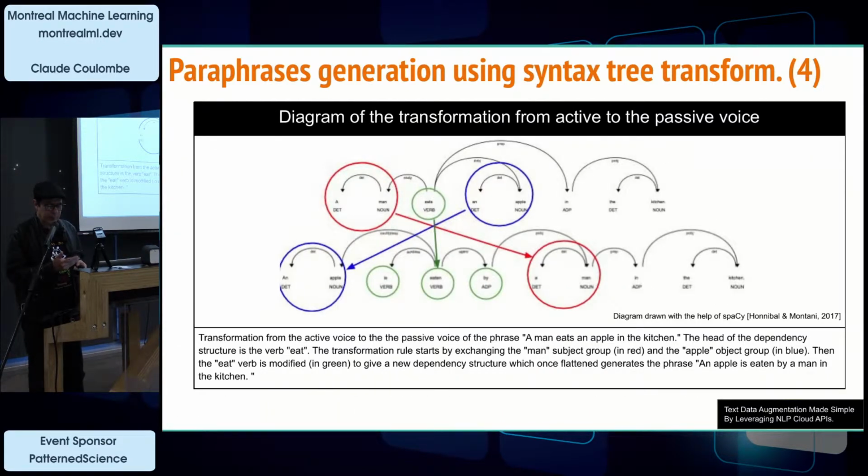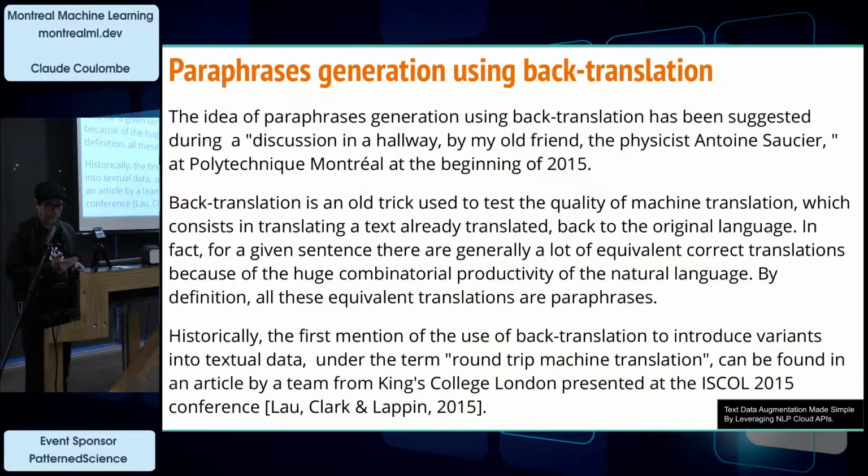Now, very interesting and more useful is paraphrase generation using back translation. The idea started with a discussion in the hallway with my old friend, the physicist Antoine Saucier at Polytechnique Montreal, at the beginning of 2015. The idea was in the air. The first mention of back translation to introduce variants into text data, under the term round-trip machine translation, can be found in an article published by a team from King's College London, presented at a 2015 conference.